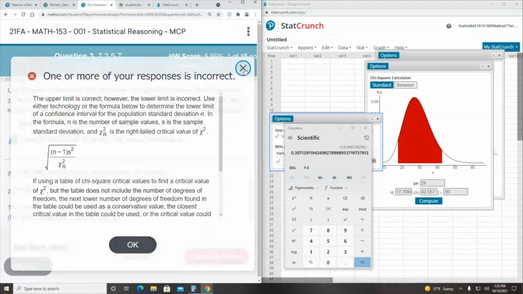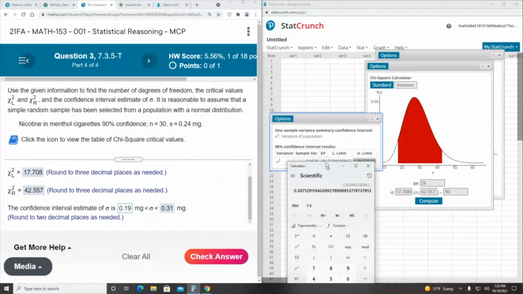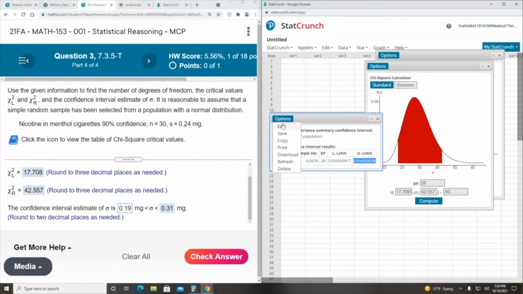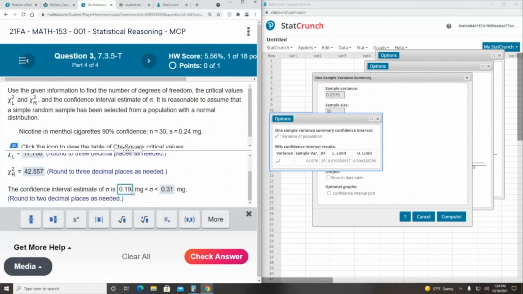Don't like me. What did I do wrong? 0.19. 0.31. 29, 0.0576, 90. Huh. I hate messing them up. This one's wrong. This one's blue, so I can tell it's right. Why is this one wrong?